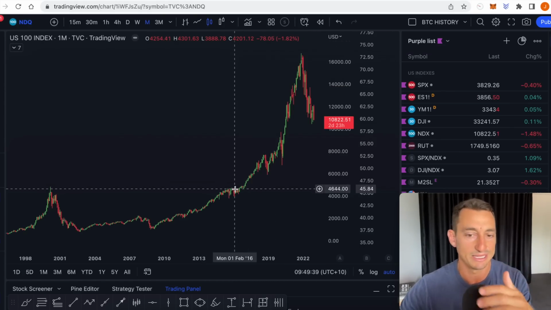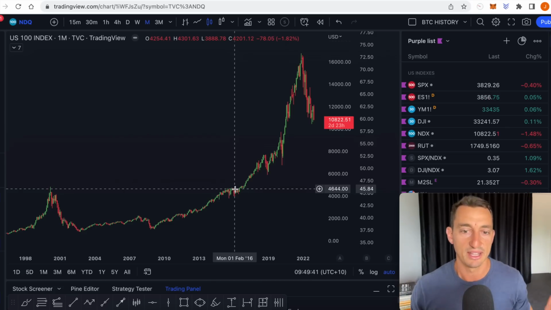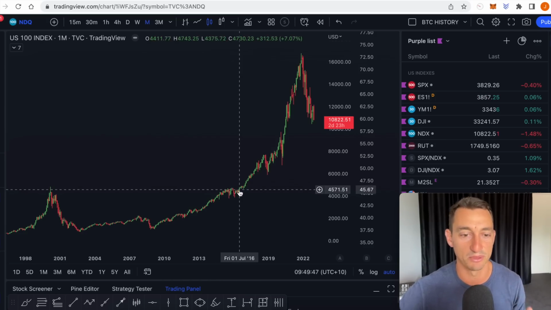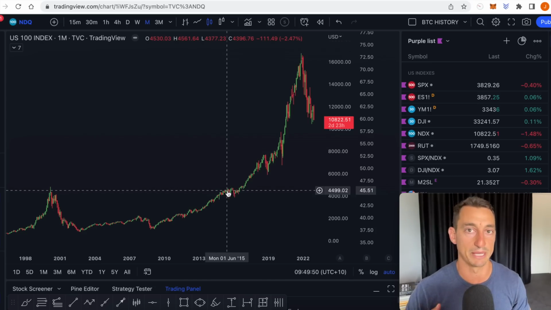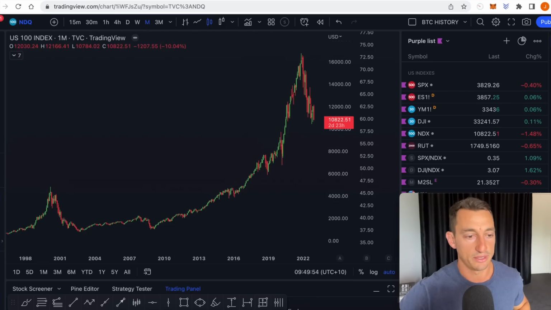This is not going to be sexy or fun or looking at how we're going to make the next 100x, because frankly, that's how people got wrecked in the first place. I don't want to wreck people. I just want people to stay safe in the market and be able to survive for that next stage of the cycle. So this is the NASDAQ.